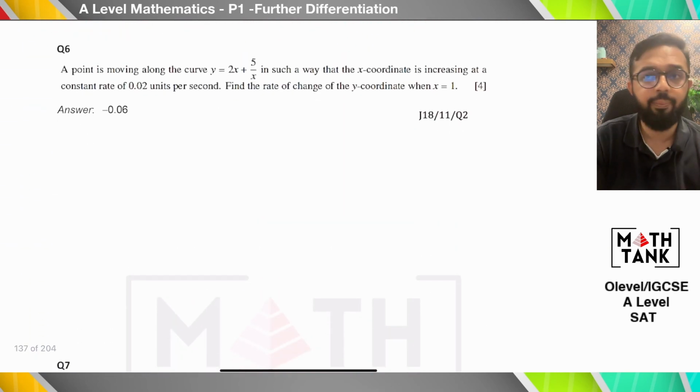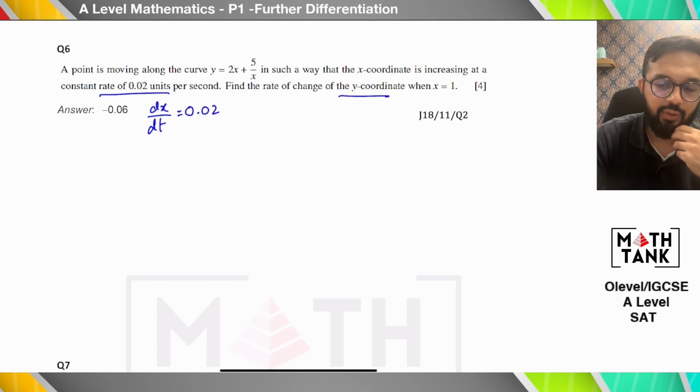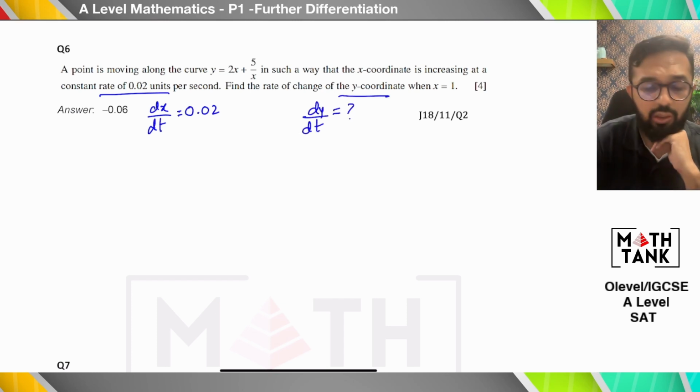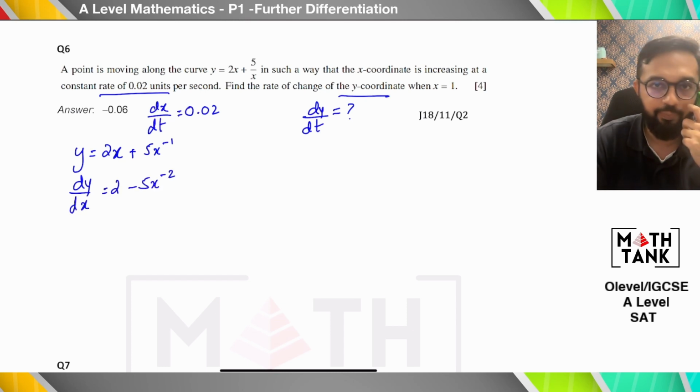Let's look at the next one. It says a point is moving along the curve y equals 2x plus 5 over x in such a way that the x coordinate is increasing at a constant rate of dx. So that's dx over dt. I've immediately pointed that out to you. And the rate of change of the y coordinate, so I'm asking you for dy by dt. So this is a question on rate of change. Remember that this is a differentiation question again, so you need to differentiate. You get dy by dx equals 2 minus 5x power minus 2.